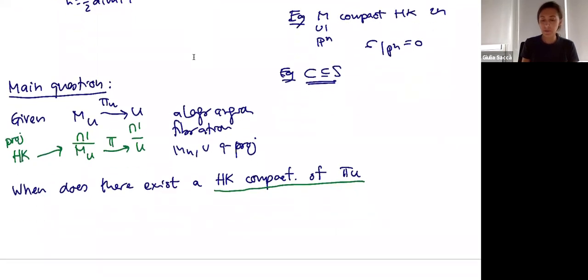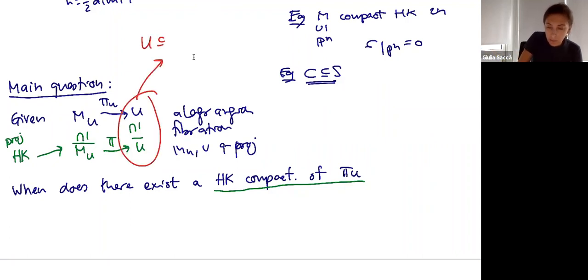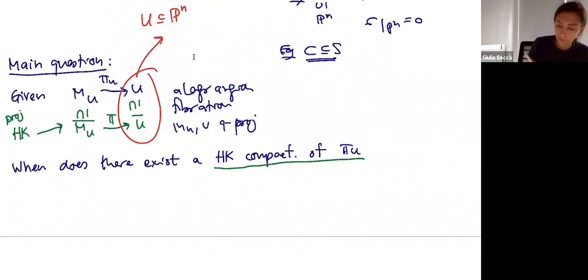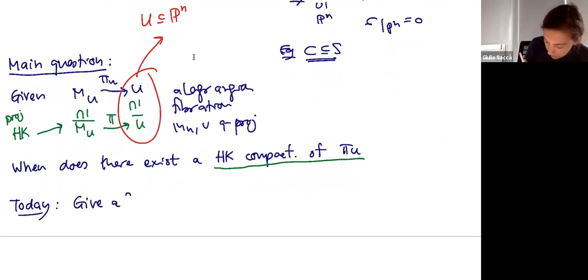There are obstructions to the existence of such a compactification. I'm talking about compactification of a morphism, where I'm compactifying top and bottom, and usually we'll be looking at an open subset inside P^n, but not necessarily. And so the goal today is to give a framework to answer this question.